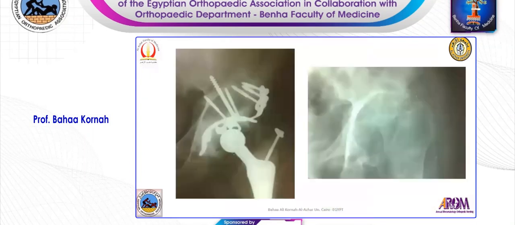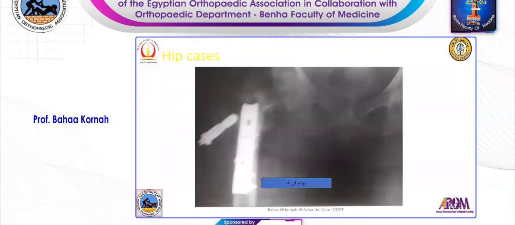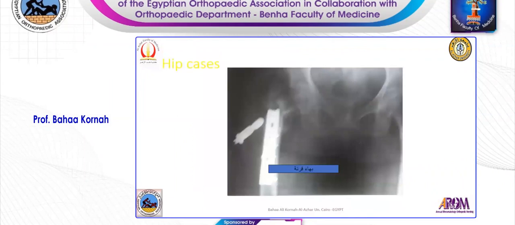This is a close-up view for this patient, pre-operative and post-operative. The third case is a female patient, 67 years old, who fell down. She had an operation 2 years ago, and this is her X-ray. There is a broken PHS with migration of the screws, and this is the lateral view.